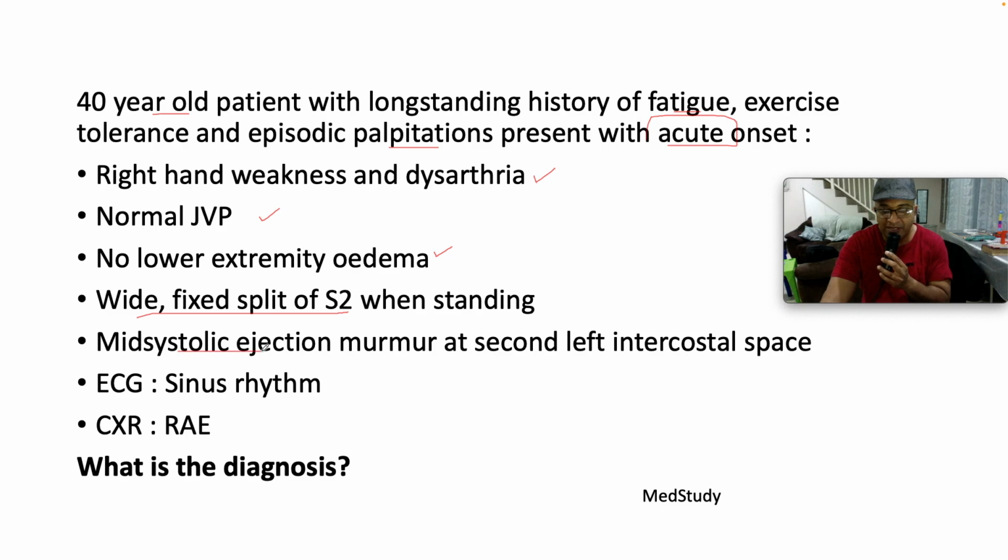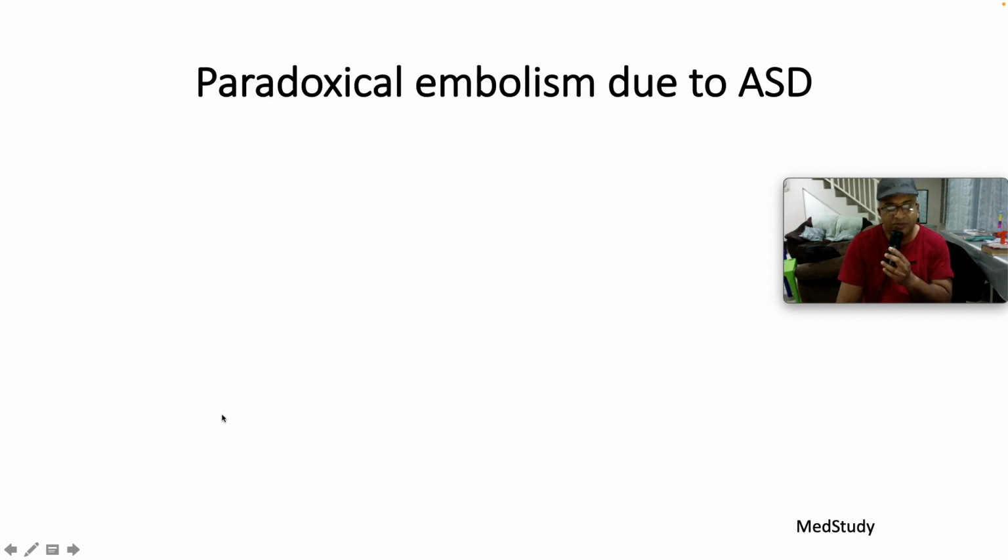Mid-systolic ejection murmur at the second left interspace. His ECG shows sinus rhythm. Chest X-ray shows right atrial enlargement. What's happening, guys? This particular constellation of clinical signs and symptoms. What's the diagnosis here? Well, it is inevitably a paradoxical embolism on account of atrial septal defect.